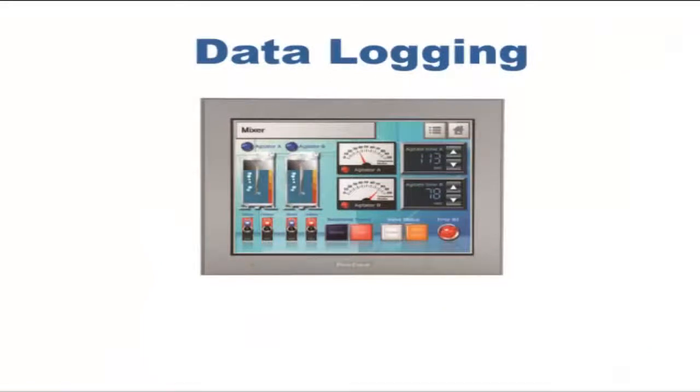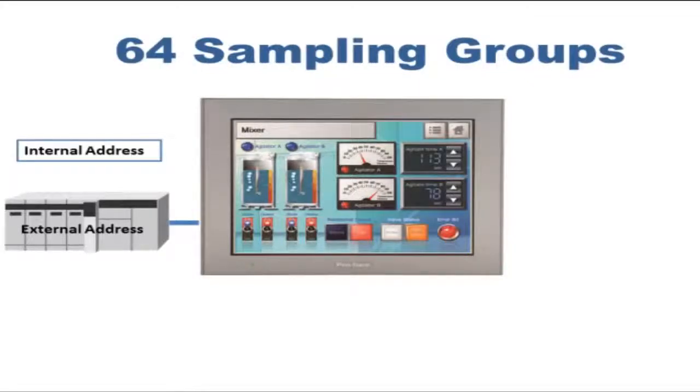Every Proface GP4000 terminal supports data sampling or logging. Data sampling is the periodic capture and storage of a data value. Up to 64 sampling groups can be configured. Each sampling group can consist of sequential or randomly addressed internal and external device variables. Limit is one external device per sampling group. Mixed data type values are supported.